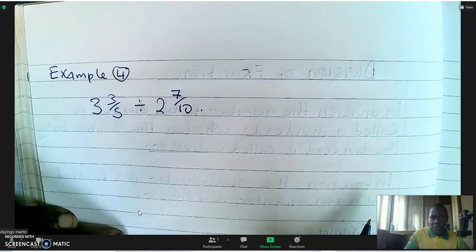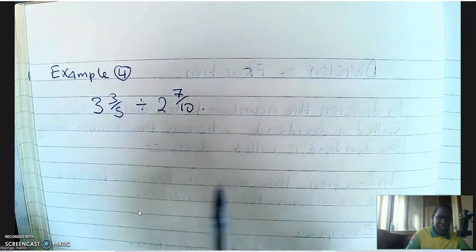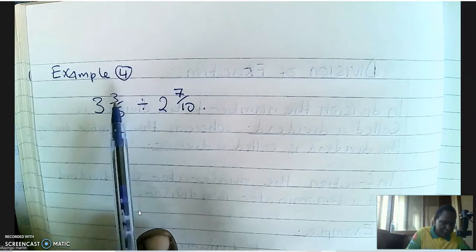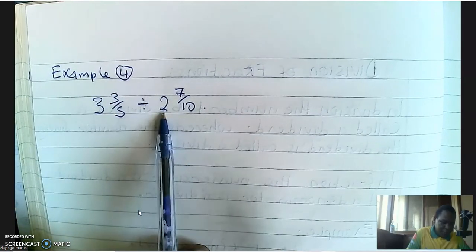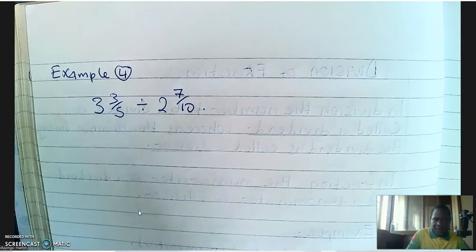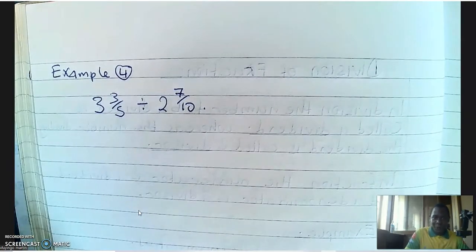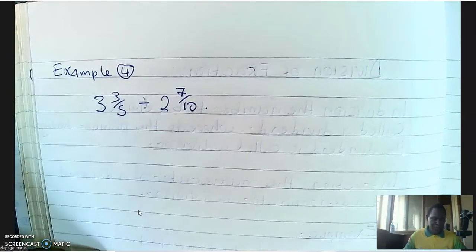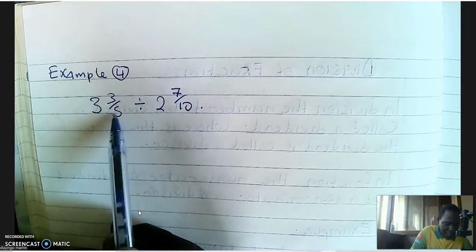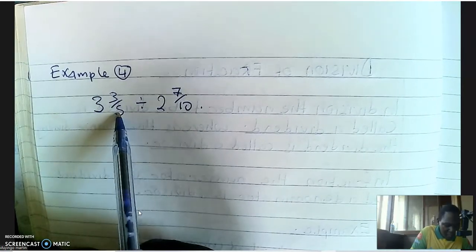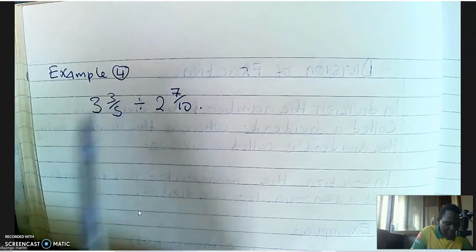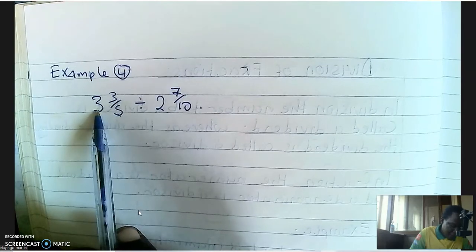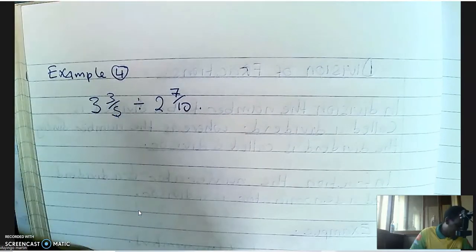Let's try to do this example here. If you are given a question like this, 3 whole number 3 out of 5 divided by 2 whole number 7 out of 10, these are mixed fractions. What you're going to do is change these mixed fractions into improper fractions. When changing, this term multiplies this term, and what we get we add up there. Therefore, 5 times 3 gives us 15, and 15 plus 3 gives us 18.